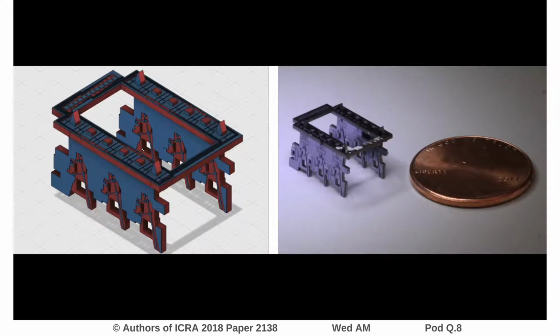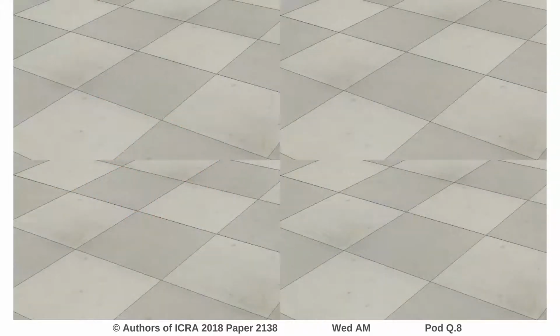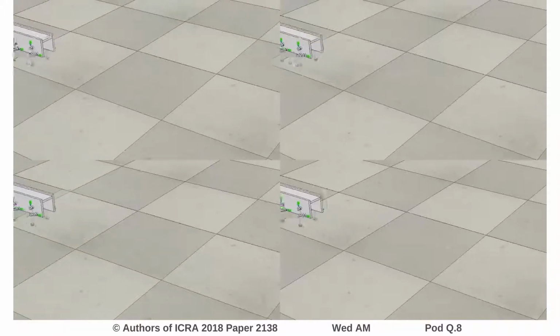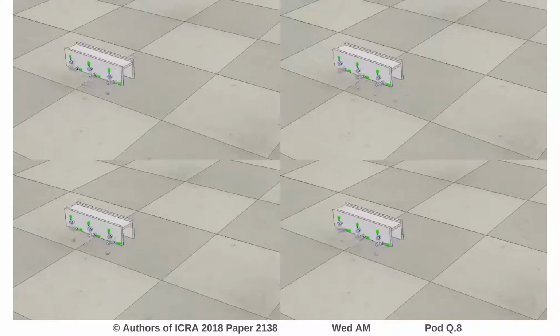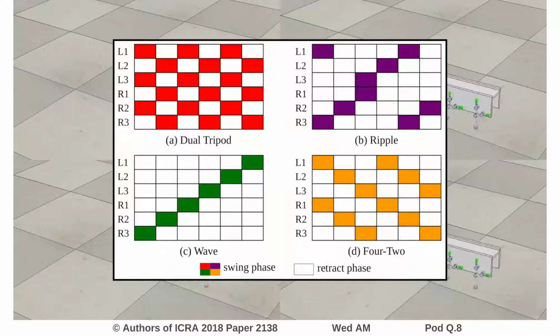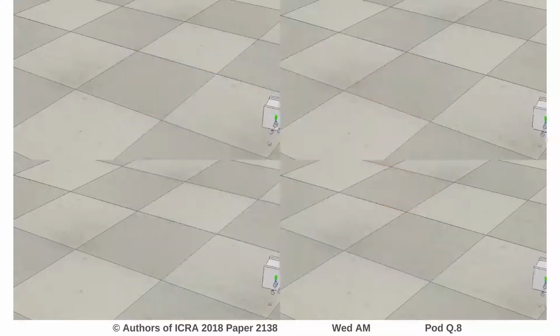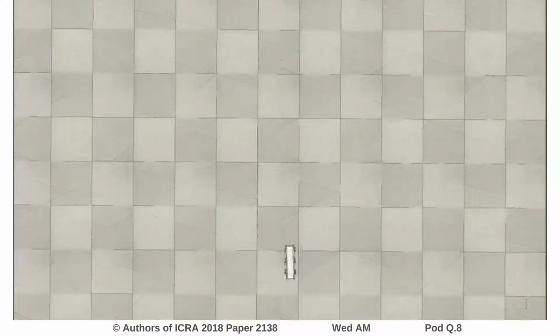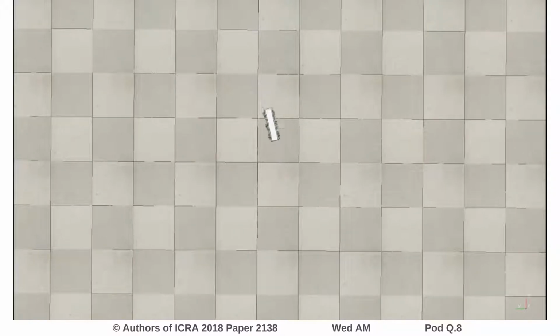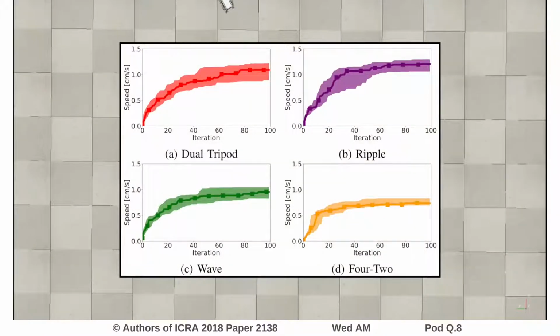To validate the controller used in Bayesian optimization for microrobot locomotion, we tested a curriculum of increasingly difficult locomotive tasks. We chose to optimize 4 nature-inspired hexapodal gaits: dual tripod, ripple, wave, and 4-2. First, we trained our robot to walk in a straight line, with our singular objective being speed. Bayesian optimization consistently converged on a functional gait in 50 iterations.